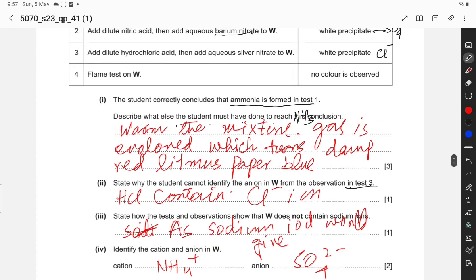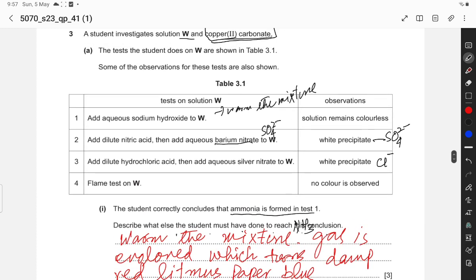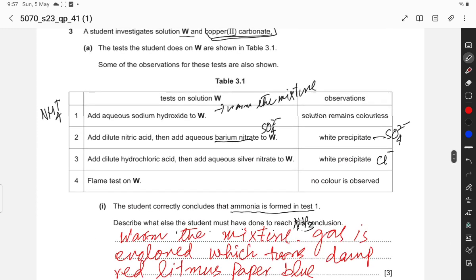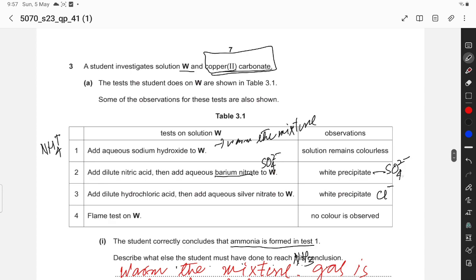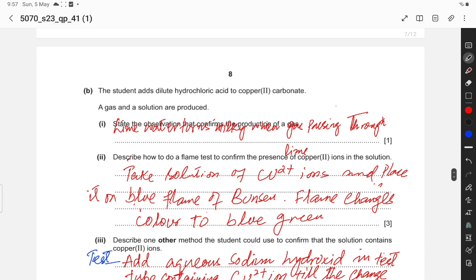As no color is observed, it means sodium ion would have given a color. Identify the cations and anions in W. So the cation will definitely be the ammonium ion. This is the ammonium ion test, which is incomplete. And the anion is sulfate. The student adds dilute hydrochloric acid to copper 2 carbonate, a gas and a solution are produced.